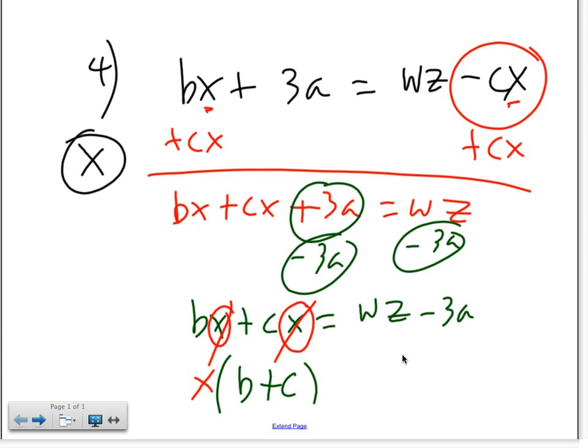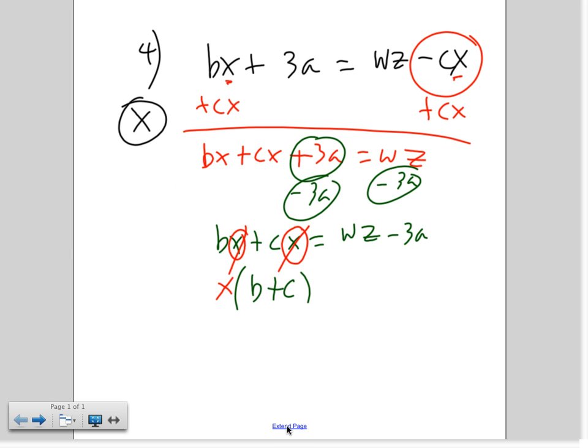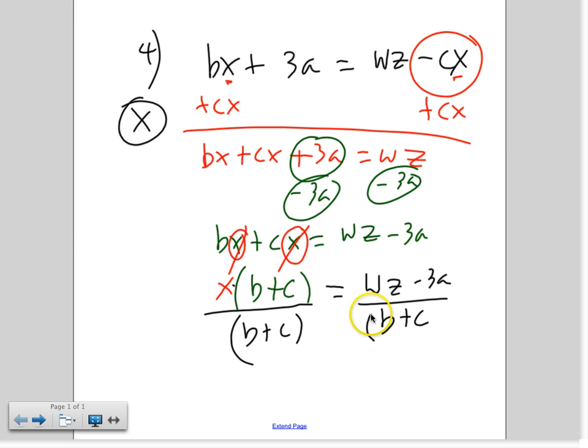You see that? Because if you take the x and distribute again, don't you have bx plus cx? The same thing. But when we do something like this, it allows us to have just one x, and then we'll have wz minus 3a on the other side. Now how do I get rid of b plus c as a group? It's linked by a multiplication sign. So divide by b plus c, b plus c, done. X now equals wz minus 3a over b plus c.